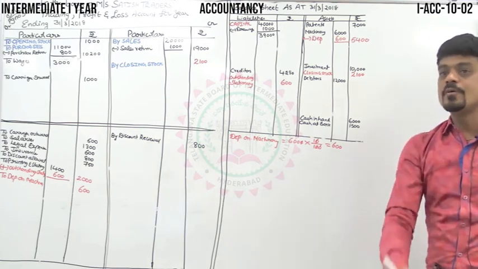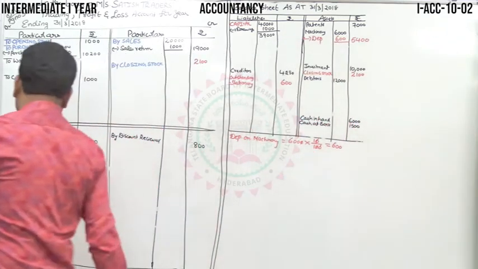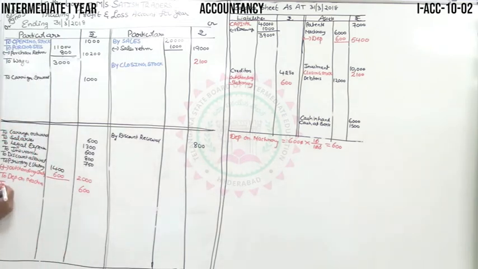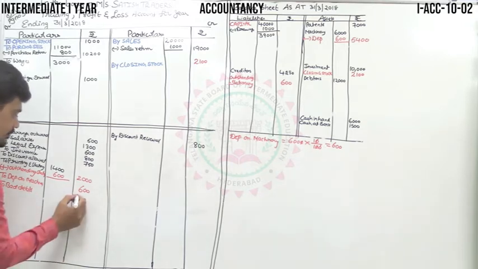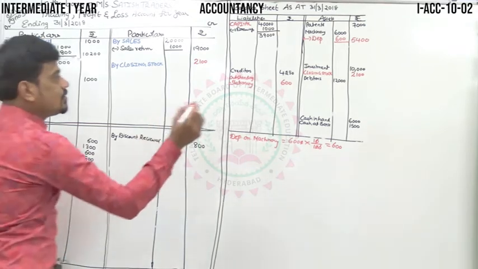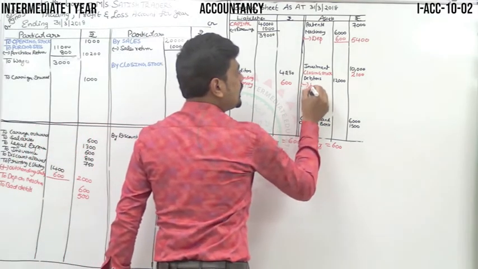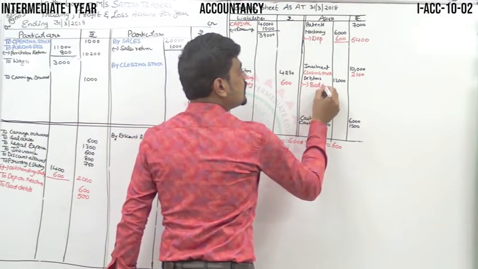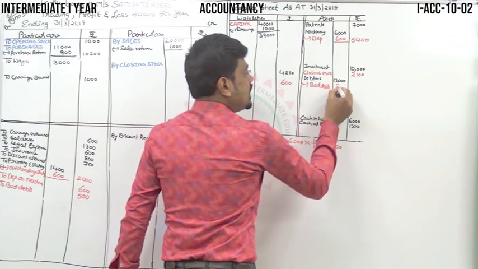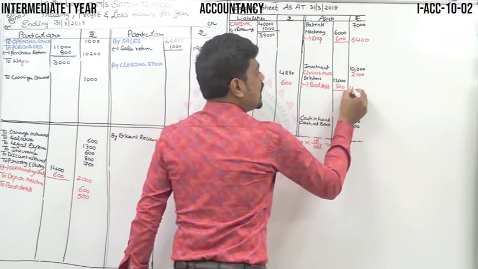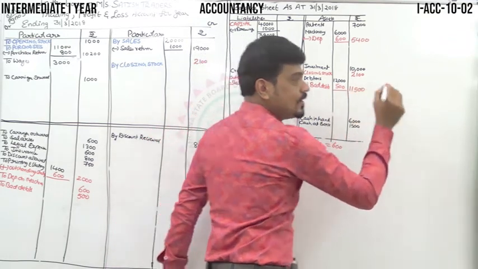Then bad debts. What is the rule of bad debts? Debit side of profit and loss account. So first we'll go to debit side of profit and loss account. To bad debts. How much is given? 500. Second, subtract from debtors. Minus bad debt 500. Answer is 11,500.